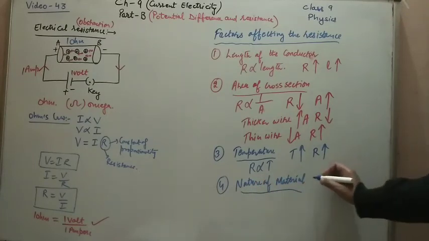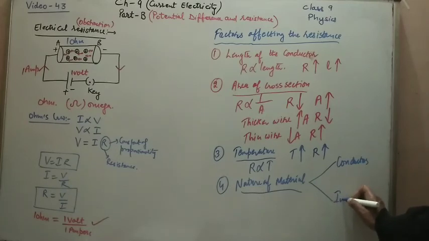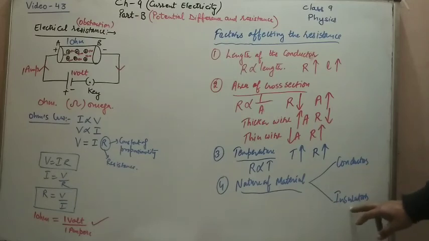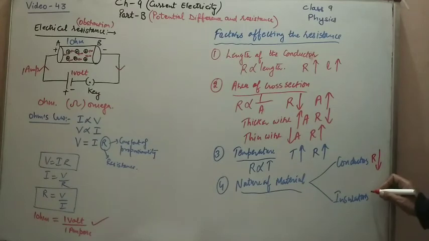So some of the materials are conductors, and some of the materials are insulators. Conductors are those materials which will allow the current to pass through themselves. Insulators are those materials which will not allow the current to pass. So conductors generally will have a low value of resistance, and insulators will have high resistance.